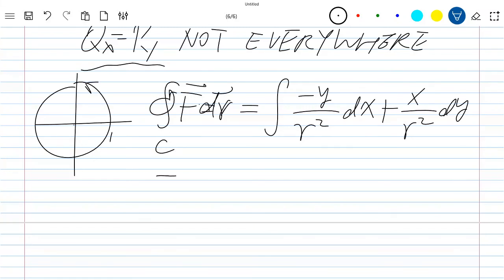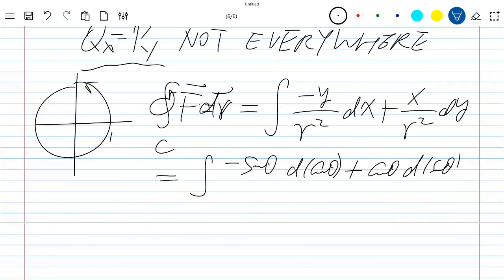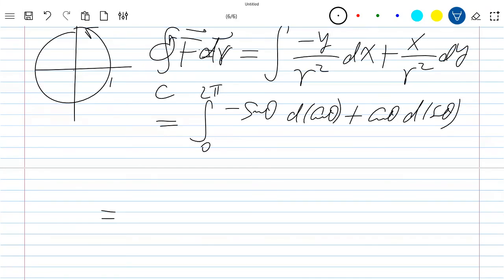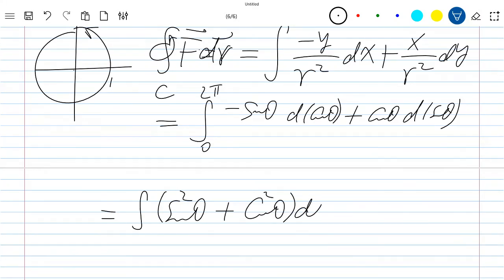Right, then let's say I use theta. Then x equals cosine theta, y equals sine theta, and r equals 1. Then you have negative sine theta d of cosine theta plus cosine theta d of sine theta, from 0 to 2 pi. Let's see what I have. D of cosine theta equals negative sine theta d theta. So it's sine theta squared plus cosine theta squared d theta, 0 to 2 pi, and that is 1, so it's 2 pi. And this certainly is not 0.